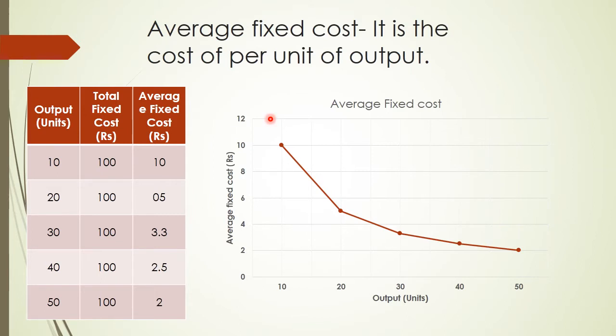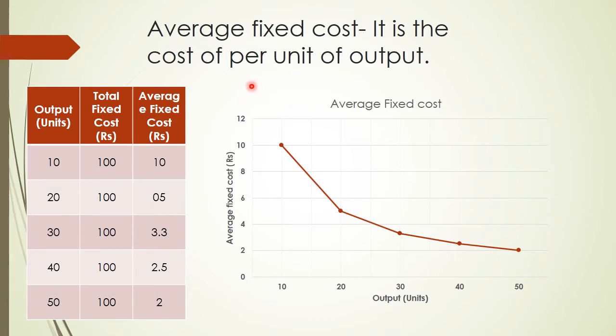Now average fixed cost is the cost per unit of output. How to find cost per unit of output? That is total fixed cost divided by total production units. Now here one thing we can see is that when the production increases, the total fixed cost will get distributed among more units. So with the increase in production, average fixed cost will decrease, and therefore the average fixed cost curve is a downward sloping curve.